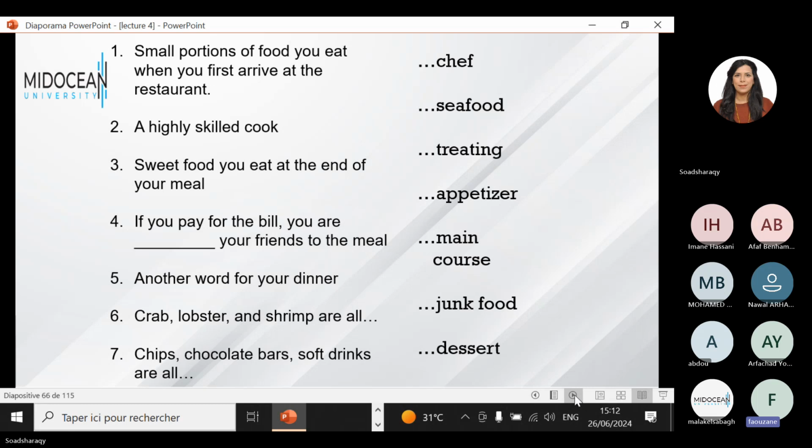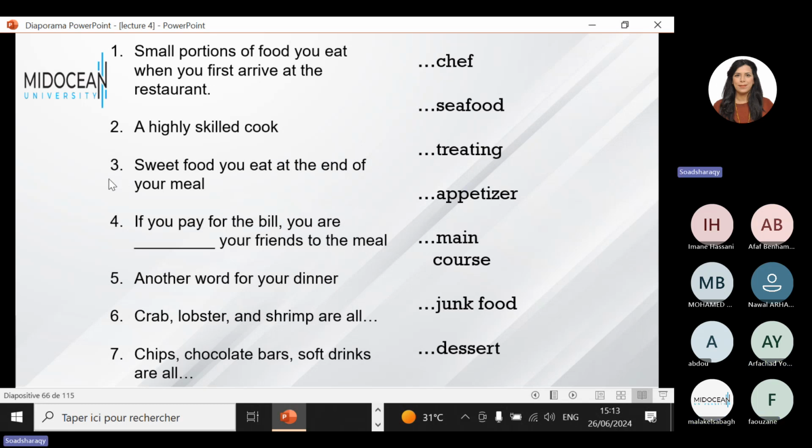Fauzan? It's seafood. No. I said a highly skilled cook. It's a person, okay? A person who cooks pretty well, who prepares the meal for you at the restaurant, for example. So we call him chef. Number 1, so chef. Okay. Number 3.